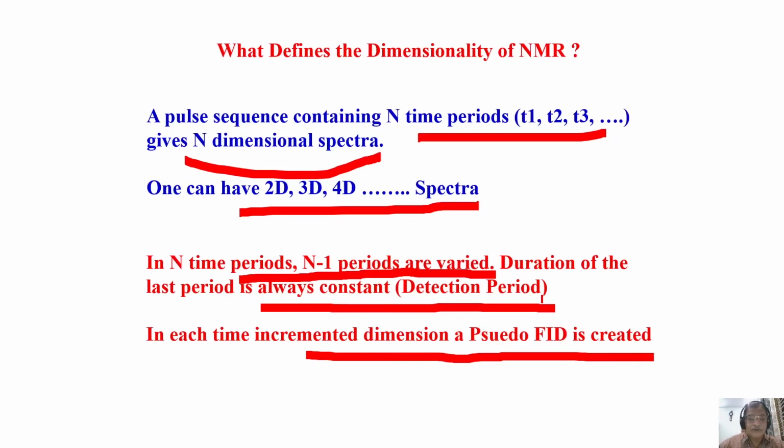Of course, this is a general sequence. Of course, you can keep some of the periods constant depending upon what type of experiment you want to do. There are various possibilities you can think of. Maybe one of them you can deliberately keep constant for getting some information. You can play around. But in general, in n-dimensional data, n minus 1 periods are systematically varied.